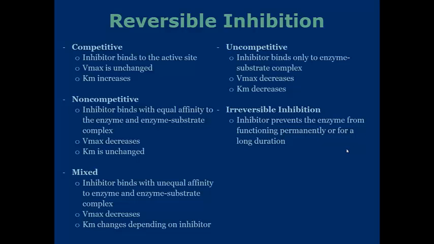Irreversible inhibition is when the inhibitor prevents the enzyme from functioning permanently or for a long duration. I tend to like to think of irreversible inhibition as if somebody spills wine on your dress, or if you get injured and you say screw it and you decide to go home. Therefore, you're not dating. Therefore, you're not functioning. Note that irreversible inhibition, although the name says it's irreversible, there are ways to go back to a functional state. However, it's much more difficult than the other types of reversible inhibitions.